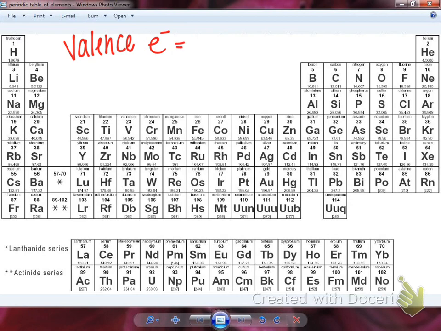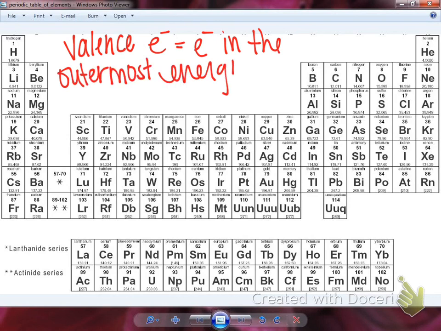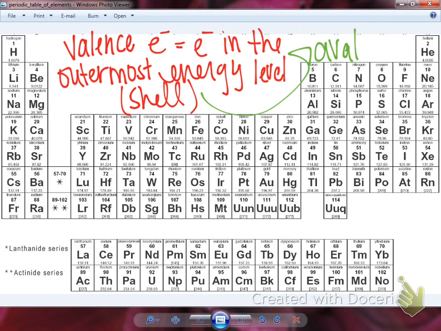So valence electrons are electrons in the outermost energy level. Okay, or you can think of it as the outermost shell if you want to. So in an atom, in an element, if we're looking at valence electrons, we're talking about only those in the outermost energy level. Valence electrons are available to bond. Okay, so you can make another little note there if you want to, but these are available to bond. Okay, valence electrons on an element are available to bond.